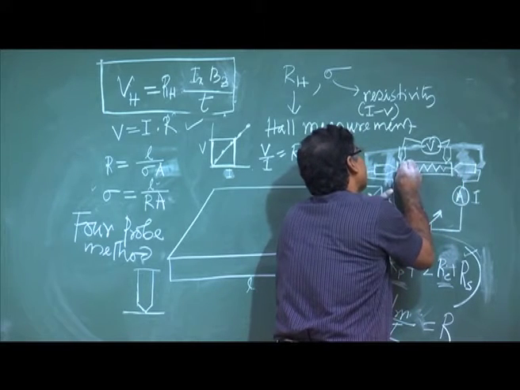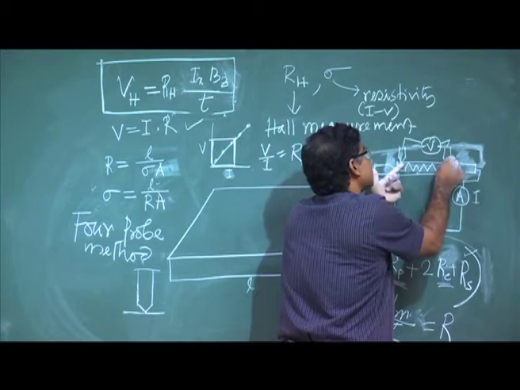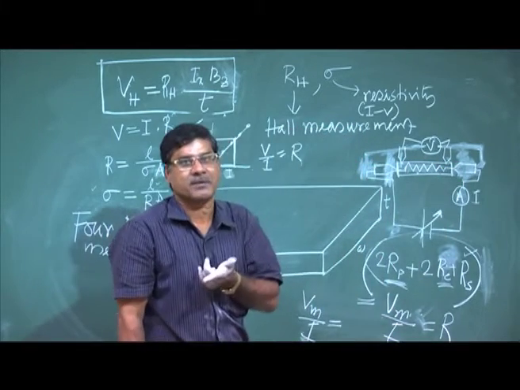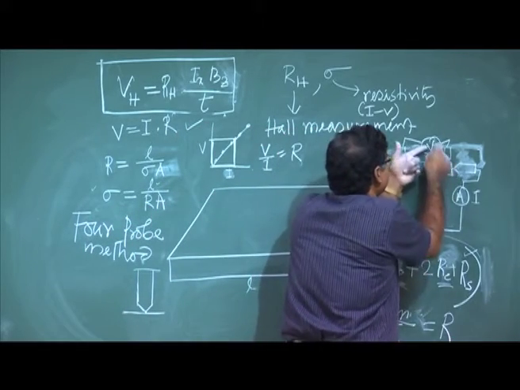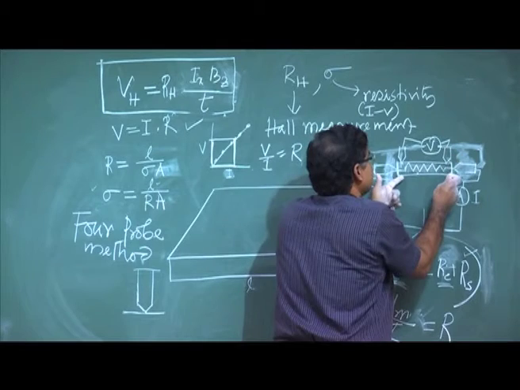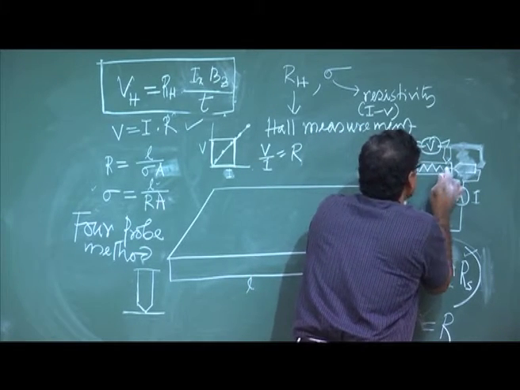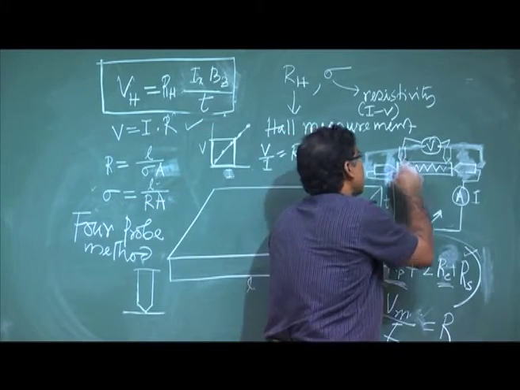So, there will not be any voltage drop because of this. So, this contact resistance will not come into the picture. Okay. So, whatever voltage reading I am getting, that is purely the voltage drop because of my sample, right, because through this contact no current is flowing.